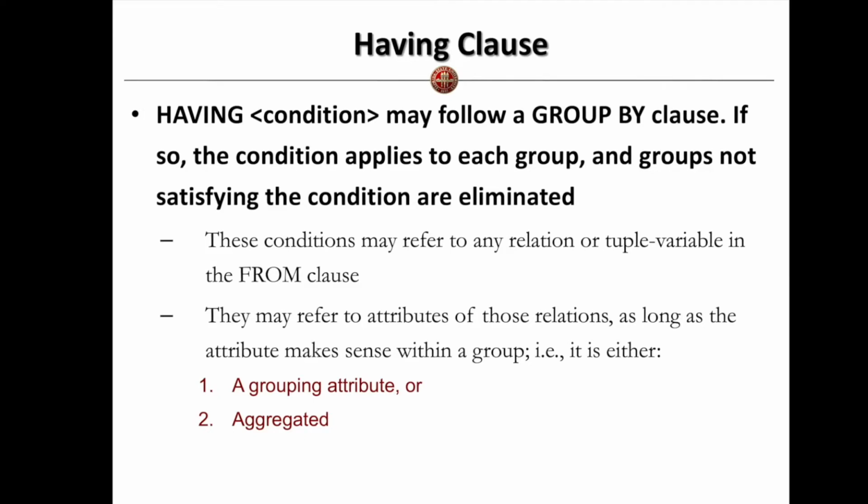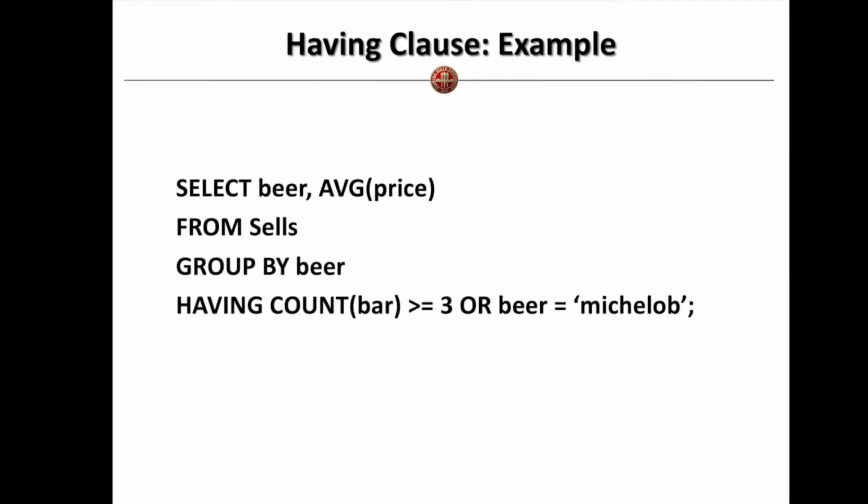So what is the semantic meaning for the having clause? We'll provide you with an example. So here in this page, we want to select the beer together with its average price from the sales table. However, we have some conditions. This condition is not on the records, on the tuples. Actually, this condition is on the groups. We group by beer, and we have some condition on these groups. We need to ensure having the count of bar larger than 3.